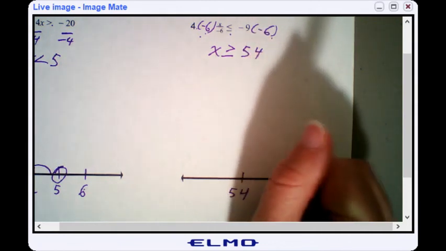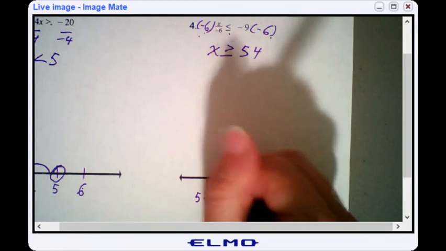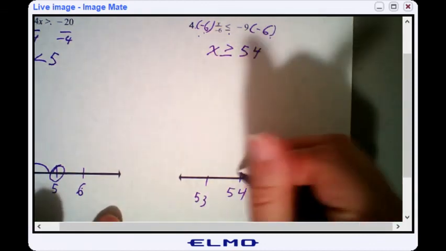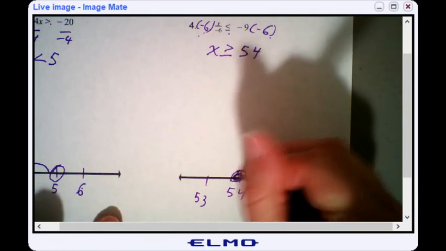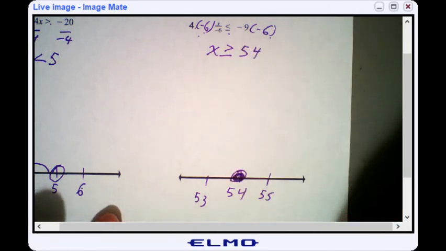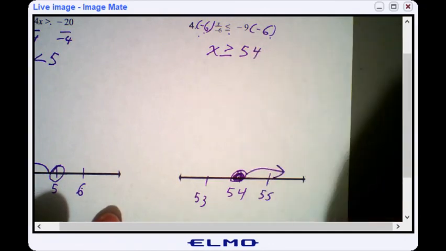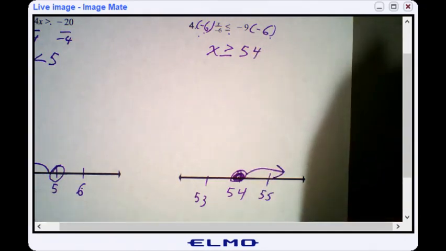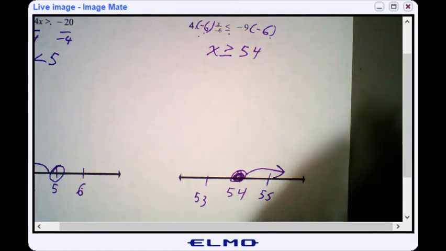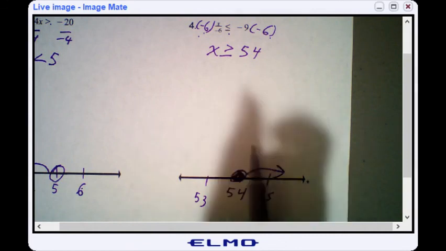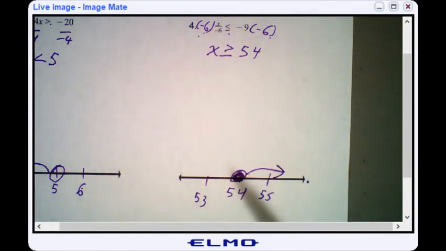55 is bigger than 54, and 53 is smaller. And we have a closed or shaded-in circle at 54. X is greater. 55 is greater than 54, so I'm going to the right. 54 and anything bigger than 54 would make this inequality a true statement if I plugged it in.